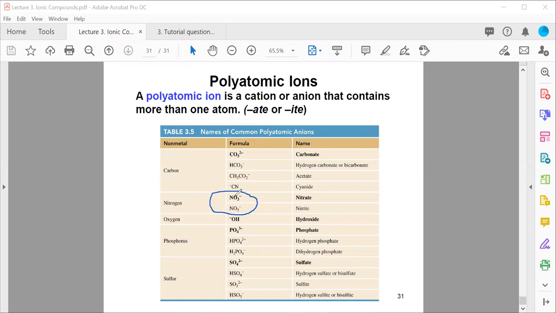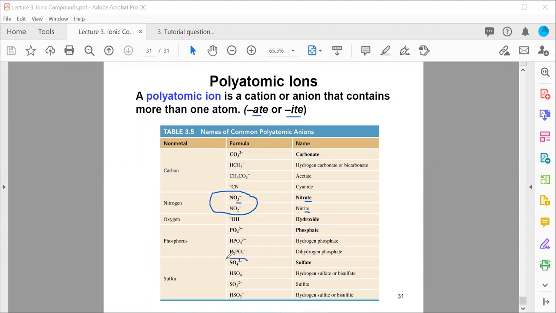Okay, so the difference between these two actually determines the difference in the name. Okay, nitrate versus nitrite. Okay, ate or ite. Okay, so this one with fewer oxygens, we use ite. This example here with the 3 oxygens, it has 1 additional oxygen, so we use ate. Okay, nitrate versus nitrite. And the same rule applies to these polyatomic ions of sulfur.